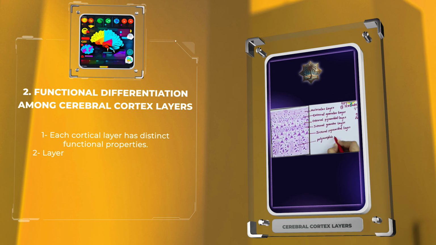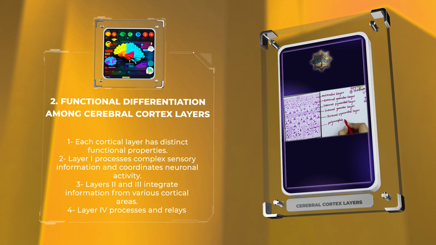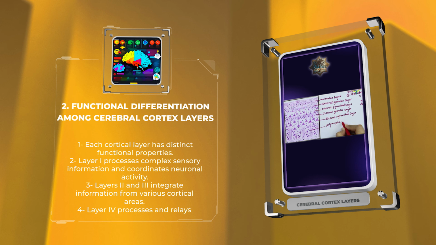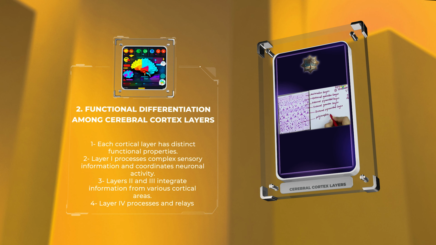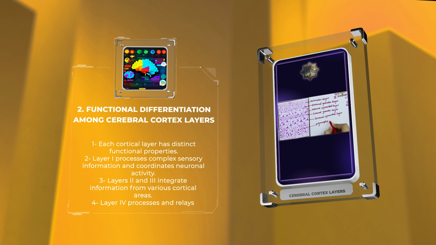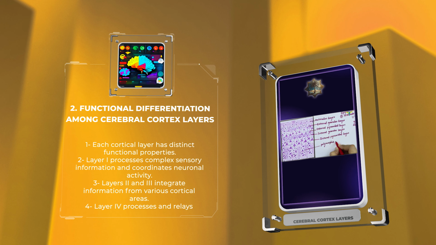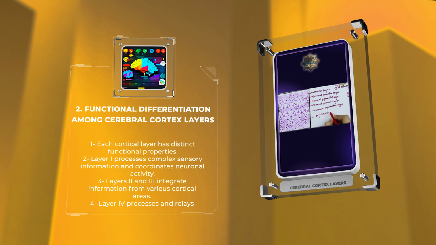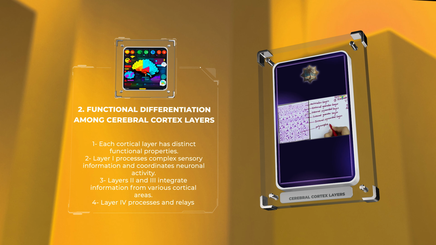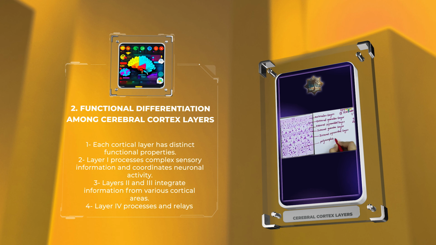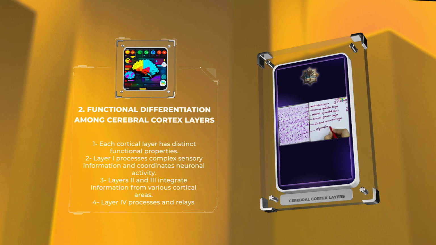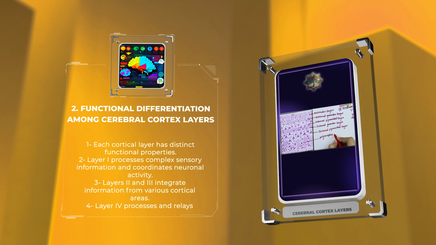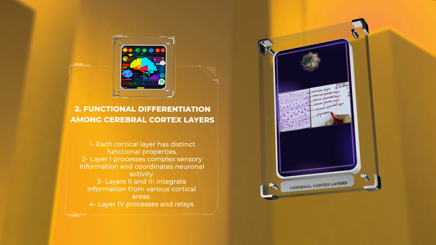The different cortical layers exhibit distinct functional properties. Layer I, although sparsely cellular, is involved in the processing of complex sensory information and the coordination of neuronal activity from different regions. Layers 2 and 3 play a crucial role in intracortical connectivity, integrating information from various cortical areas. Layer 4, being the primary recipient of sensory input, is responsible for initial processing and relaying of sensory information to higher cortical layers. Layers 5 and 6 are involved in motor output and modulation of subcortical structures.